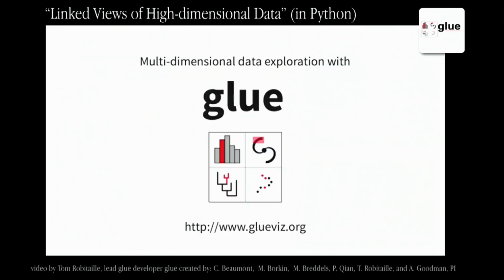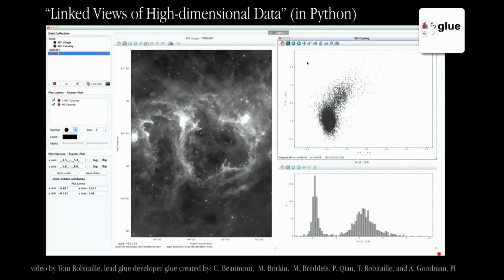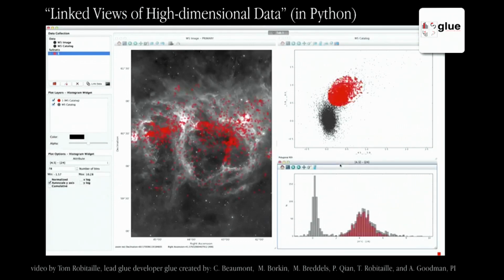Glue is a program for data exploration and visualization that allows users to better understand the relationships that exist within and between data sets. The main interface of Glue provides different data viewers. In this example, the viewer on the left shows an astronomical image of a region where stars are currently forming, and the two viewers on the right show a scatter plot and histogram derived from a separate catalog of stars in this region. The viewers support interactive selection of data subsets, and selections are automatically propagated to other data viewers. In this example, the selected stars are shown in red in all viewers.